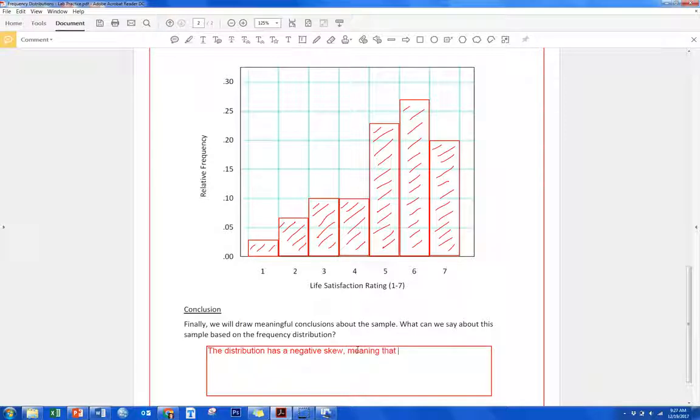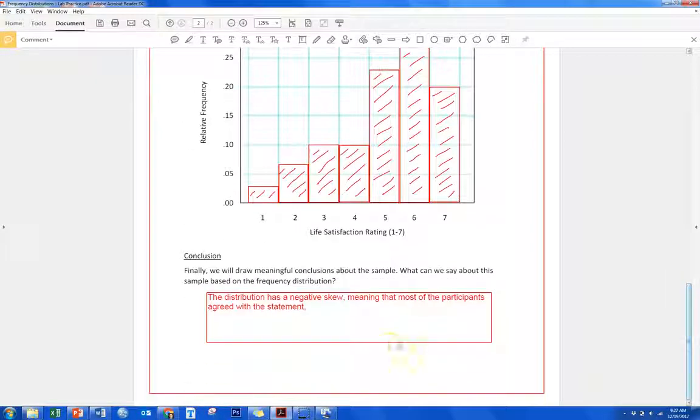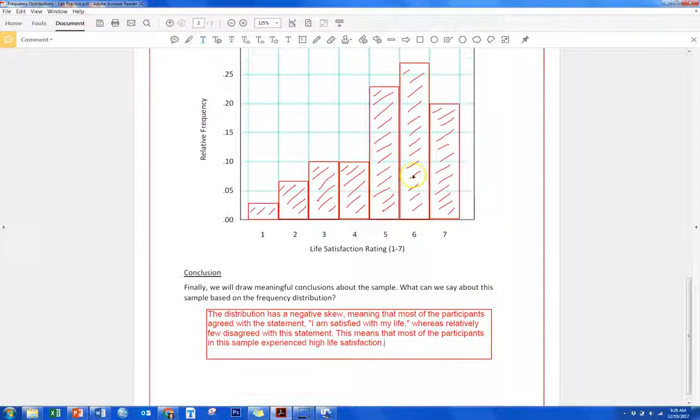And what does that mean? Meaning that most of the participants agreed with the statement. And what was the statement we're talking about? I am satisfied with my life. Whereas relatively few disagreed with this statement. This means that most of the participants in this sample experienced high life satisfaction. So most of the participants experienced high life satisfaction, not very many in the middle, and certainly not very many on the low end.